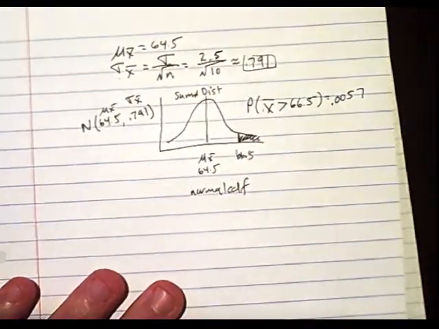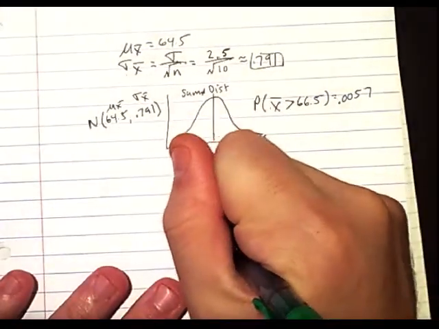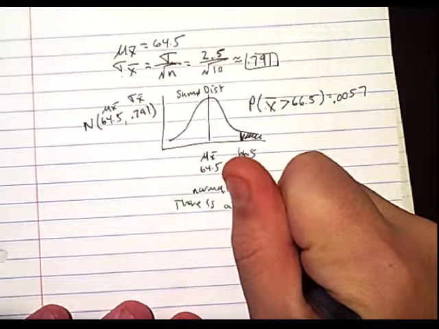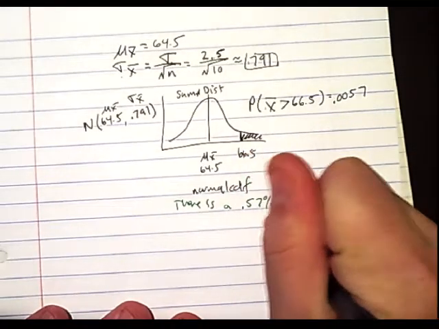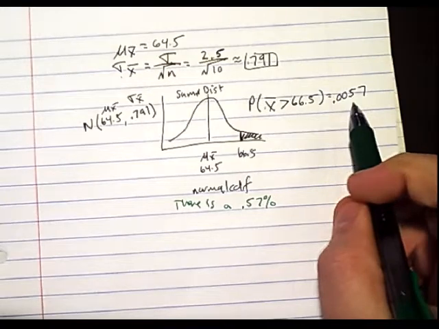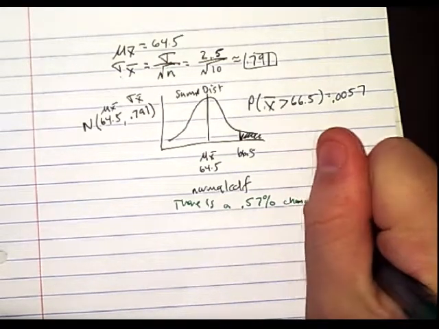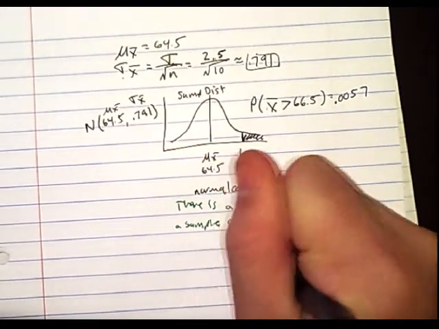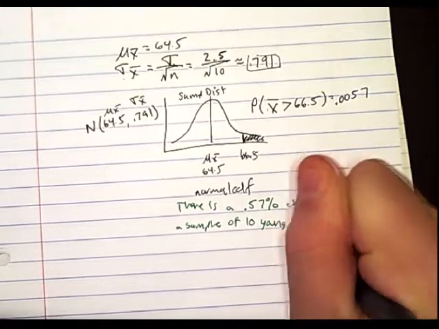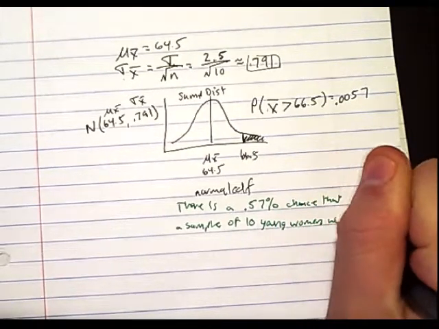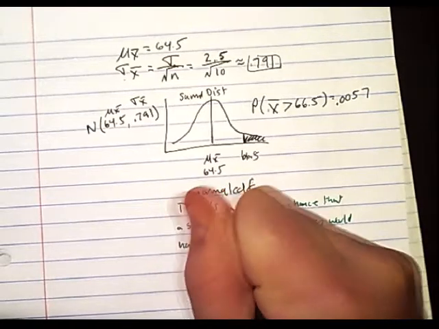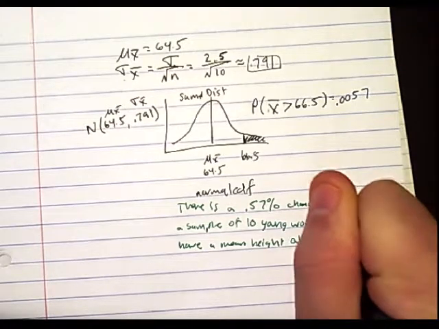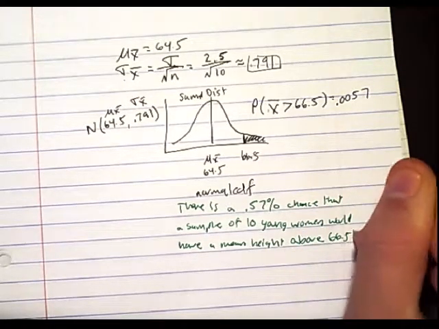So what does this mean in context? There is a 0.57% chance that a sample of 10 young women would have a mean height above 66.5 inches.